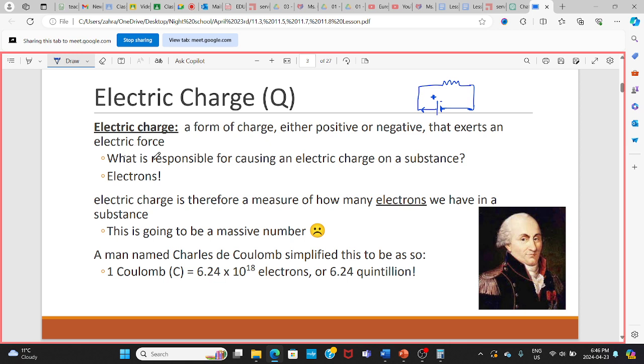What is responsible for causing electric charge on a substance? Okay, the electron is actually moving from the negative side to the positive, right? This is the direction of the electron moving, and here is the direction of the positive charge moving, right? But conventionally, we always say in a circuit that the positive charge is moving. What caused this charge to move? Potential difference.